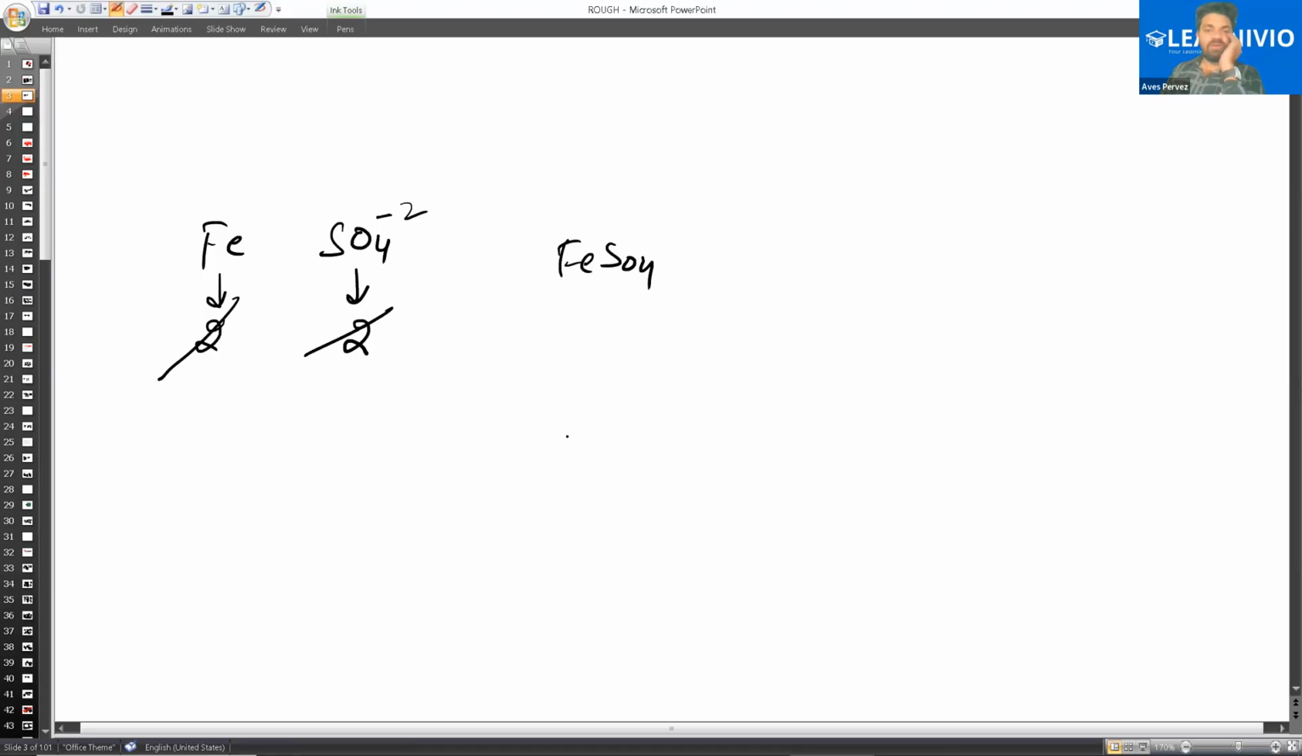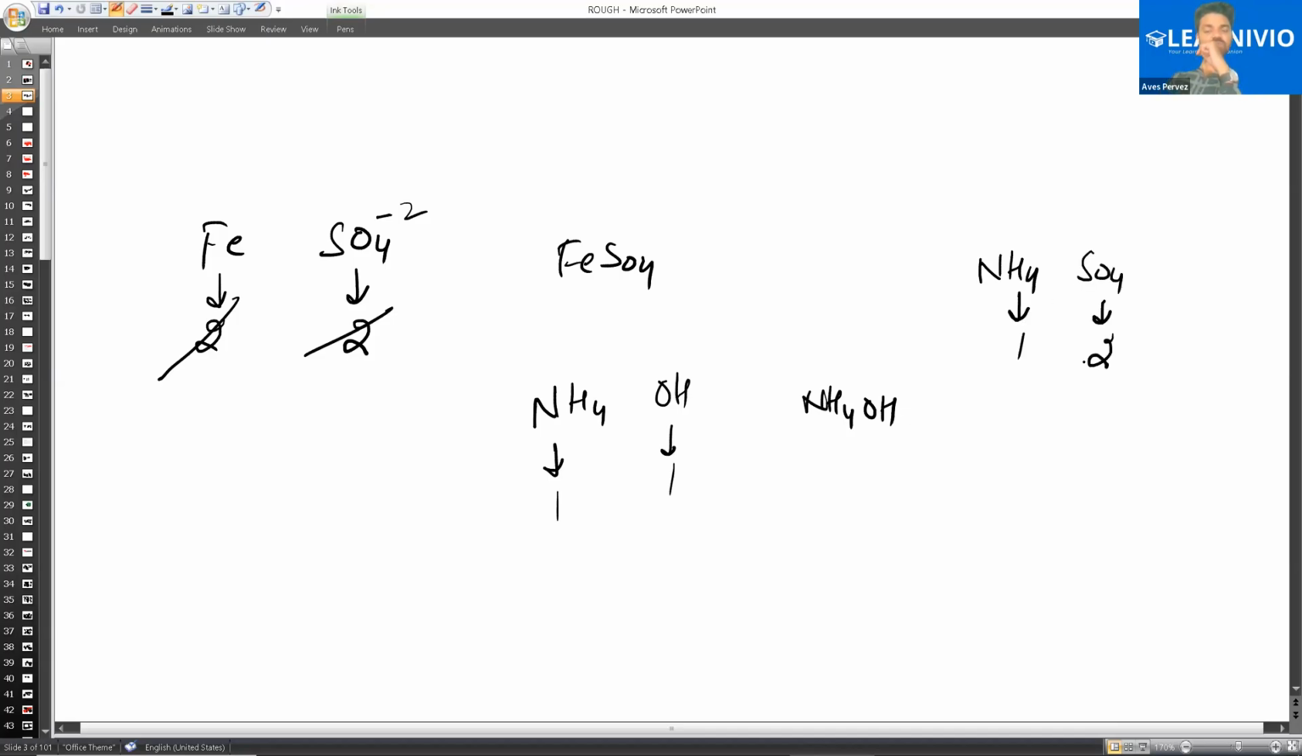But suppose you need to write the formula of ammonium hydroxide. Ammonium ion is NH4, valency is 1, and hydroxide is also 1. So that is again the same, then the formula will be NH4OH. But if I ask you to write the formula of ammonium sulfate, ammonium has valency 1 and sulfate ion has valency 2. So you will cross multiply these two and you will get NH4. This is a polyatomic ion, so you have to write it in the bracket and then it is SO4. Okay, now write it.